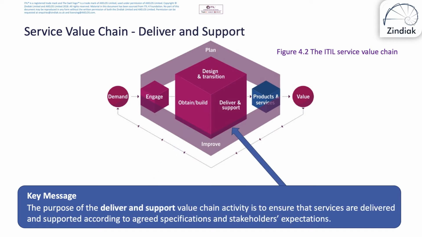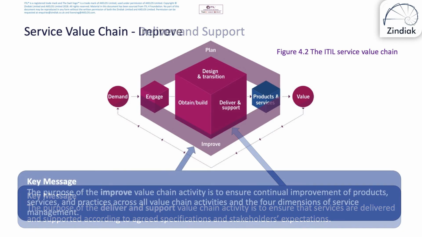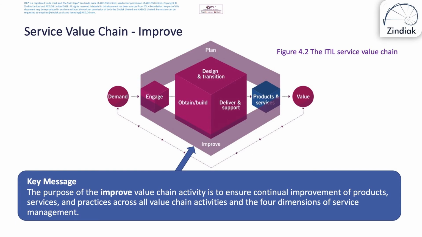The purpose of the deliver and support value chain activity is to ensure that services are delivered and supported according to agreed specifications and stakeholders' expectations. The purpose of the improve value chain activity is to ensure continual improvement of products, services and practices across all value chain activities and the 4 dimensions of service management.